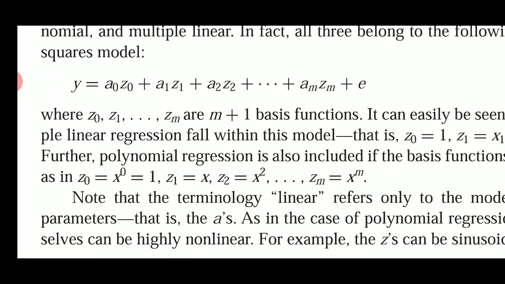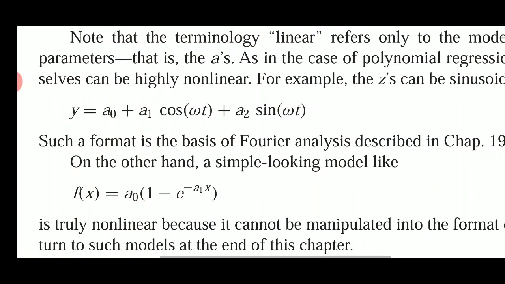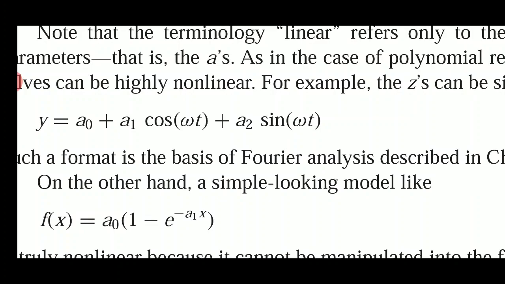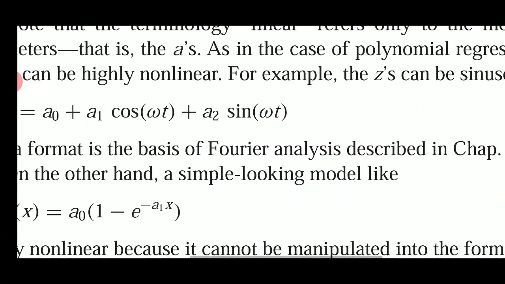Now remember, what do we mean by linear? Linear means the coefficients are linear. That means a0, a1, a2 are linear values. They do not have any power involved in them. That's why this kind of regression is called a linear regression equation. So you can have z as any cosine value, sine value, anything. Even if I write a0 plus a1 cos omega t plus a2 sin omega t, this is also an example of a linear regression.